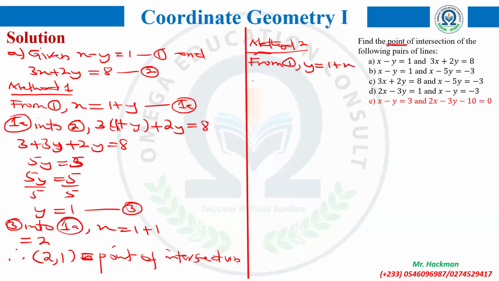Then from 2, I equally make y the subject. So if I'm making y the subject, I maintain this term here, which is 2y, and it should be equal to 8. Then I move this one here. So it should be 8 minus 3x. All correct? Yes, please. I'm not done making y the subject. I'm writing it in the gradient intercept form. So I have to divide each of the terms here by 2.